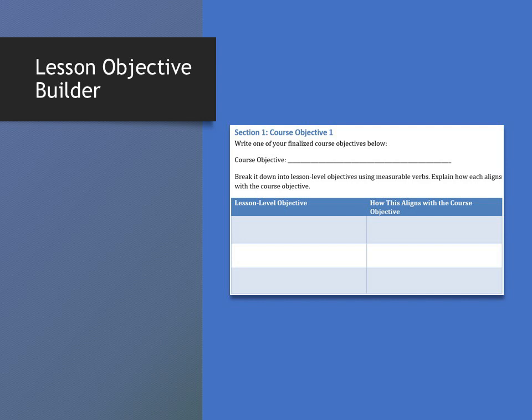Now move to your second course objective and do the same thing. Use the worksheet to map out your ideas for each lesson-level goal, up to 4 course objectives total. Whether your course is structured by weeks, topics, or modules, each lesson objective should move your students one step closer to the course goal. Don't worry about perfection. You can revise as you go. The point is to start thinking in smaller, teachable chunks.